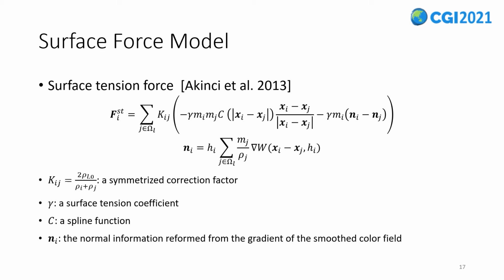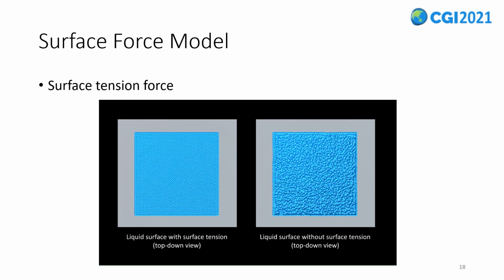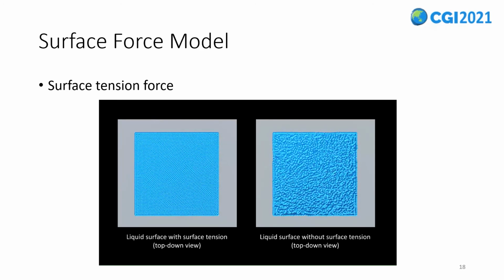Next, we apply the surface tension force proposed by Akinci and his team to improve our surface model. The first term calculates the cohesion force, which makes the neighboring liquid particles attract each other. And the second term is an additional force counteracting surface curvature to minimize the surface area. This video compares our method with and without the surface tension, and demonstrates that applying this force can smoothen the liquid surface and improve visual quality.